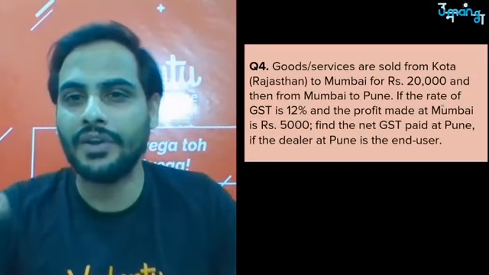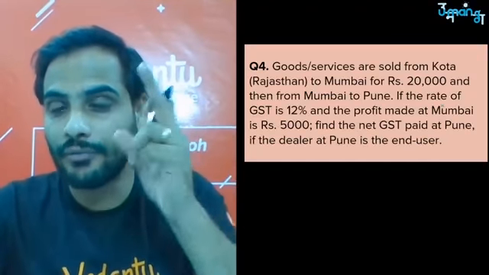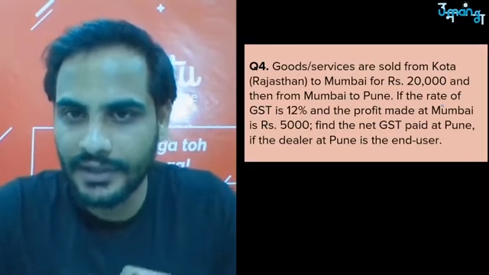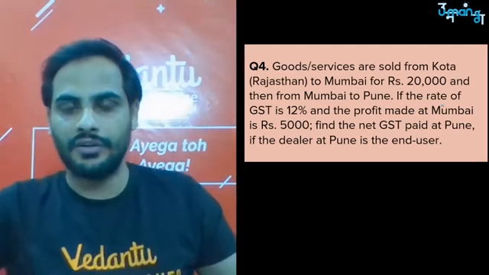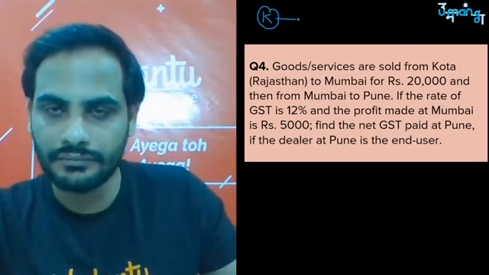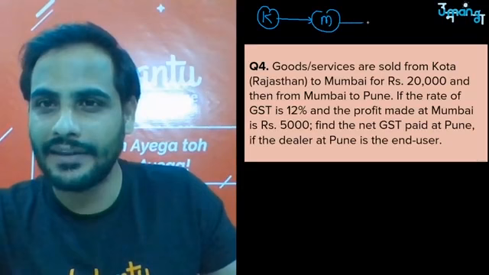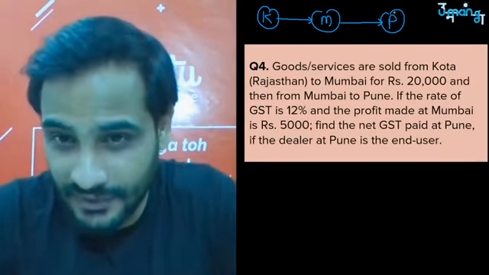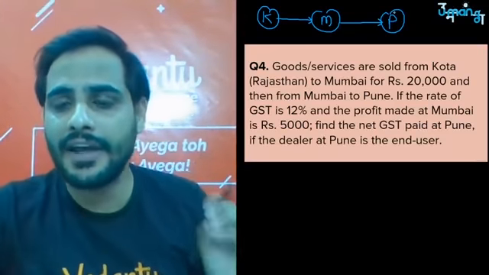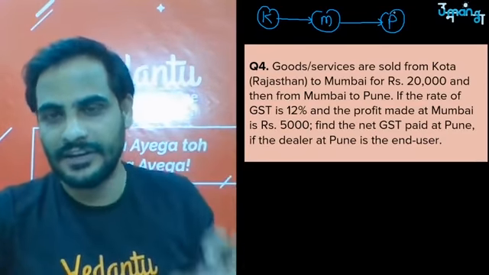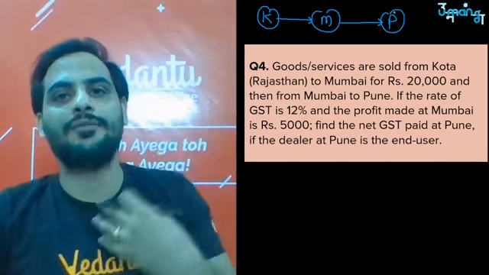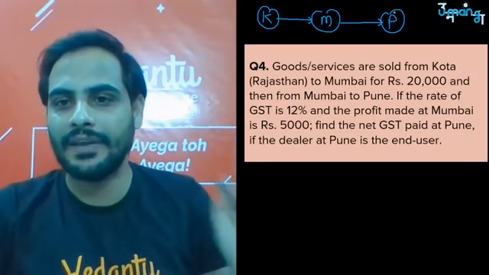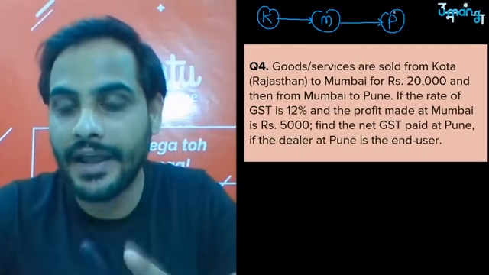Next question is this. Goods or services are sold from Kota, that is in Rajasthan, to Mumbai, so it is interstate, for rupees 20,000, and then from Mumbai to Pune. If the rate of GST is 12 percentage and the profit made at Mumbai is rupees 5,000, that means whatever cost price Mumbai has got, Mumbai has added his profit of 5,000 to that. Find the net GST paid at Pune.